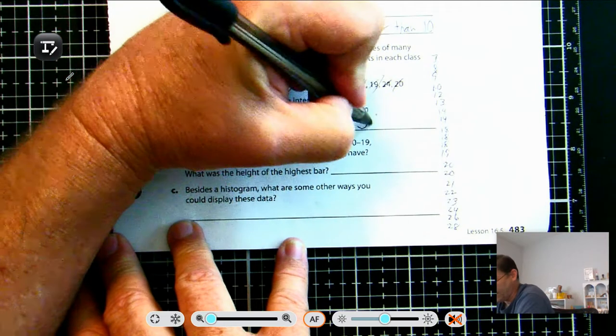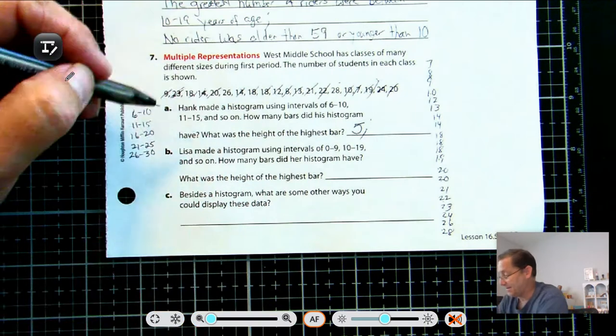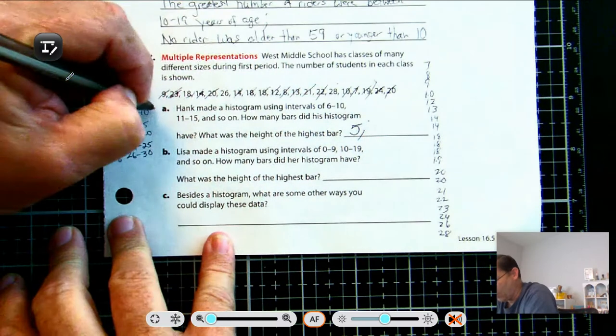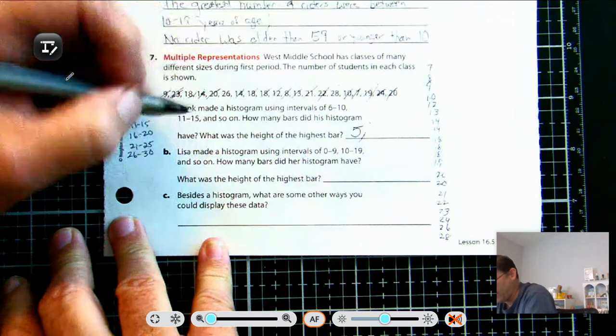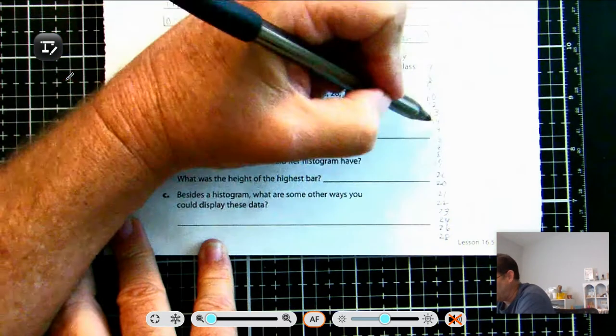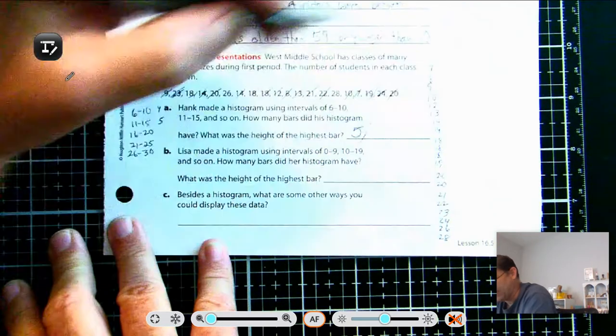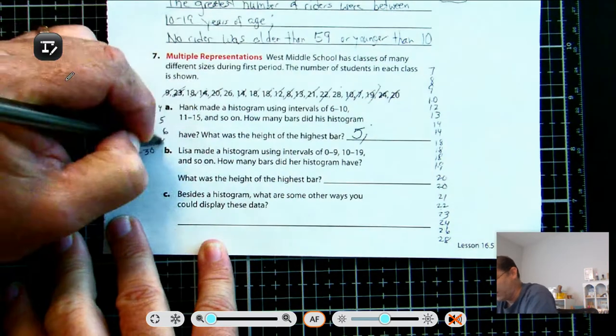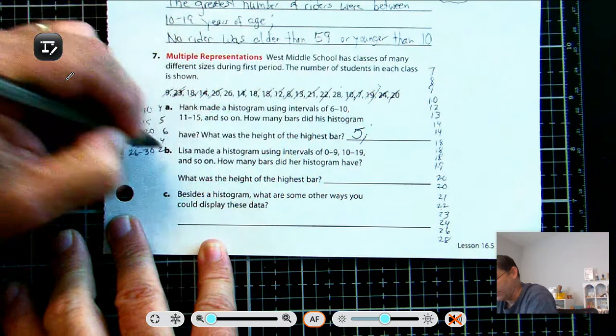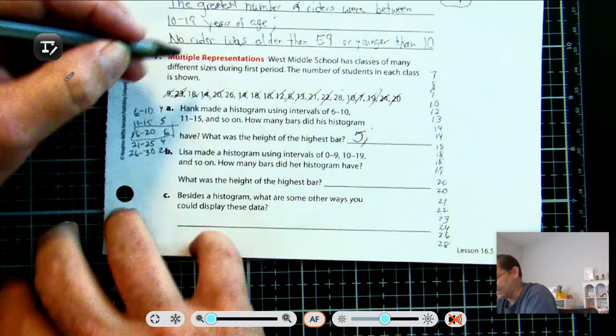And what was the height of the highest bar? 6 to 10 would be 4. 11 to 15 would be 1, 2, 3, 4, 5. 16 to 20, 1, 2, 3, 4, 5, 6. 21 to 25, 1, 2, 3, 4. And 26 to 30. So the highest one would be 16 to 20.